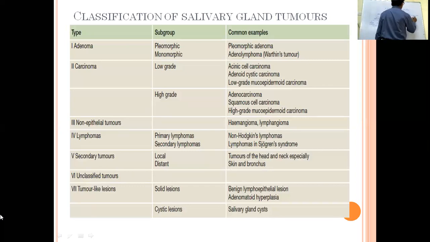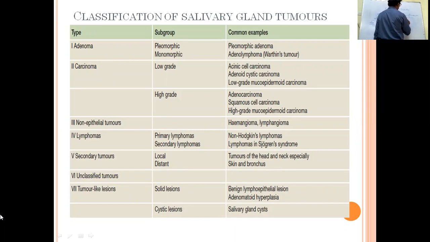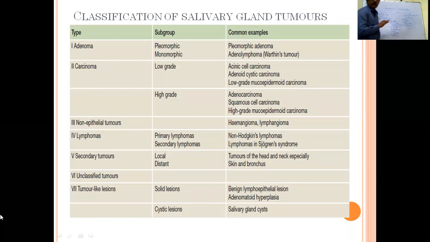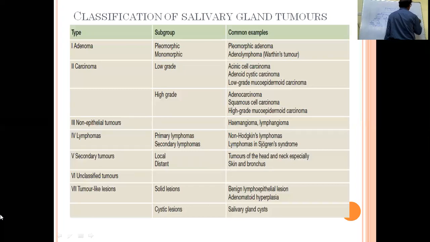Then you have, again here, benign non-epithelial tumors. A lipoma can come, hemangioma can come, lymphangioma can come. So these are benign, whereas the corresponding malignant ones are sarcomas and lymphoma.